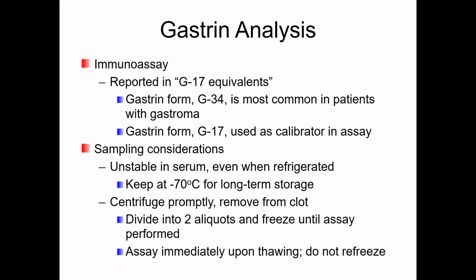Gastrin analysis: immunoassay reported in G17 equivalents. Gastrin form G34 is most common in patients with a gastrinoma. Gastrin form G17 is used as a calibrator in the assay. Sampling considerations: it's unstable in serum even when refrigerated. You want to keep it at -70 for long-term storage. Centrifuge promptly, remove from clot. Divide into 2 aliquots and freeze until assay is performed. Assay immediately upon thawing, do not refreeze.